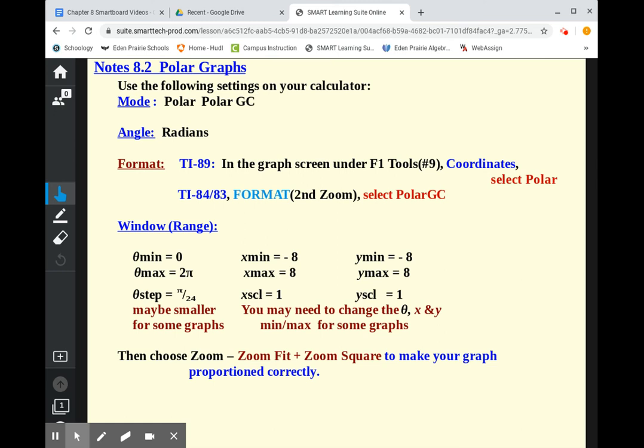And then your window range. You're going to see your theta min, theta max, your x min, x max, y min, y max, and then your theta step, x scale, and your y scale. So make sure you can use these. For theta, notice that it says you could use maybe smaller for some graphs. You may need to change the theta, x, and y min max for some graphs. So you'll have to think about how big is your x, how big is your y, and then go from there. But this is a good place to start to show your graphs. Then you can also use zoom, zoom fit, zoom square to make your graphs proportion correctly. So you do have to deal with the calculator first.